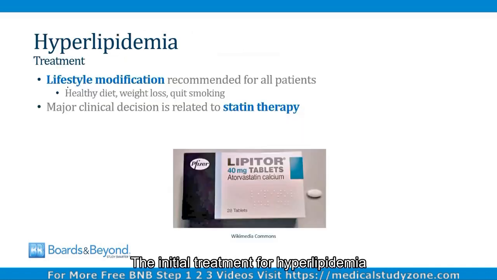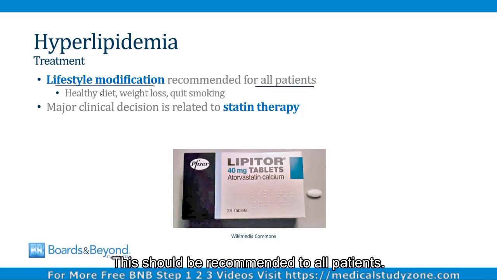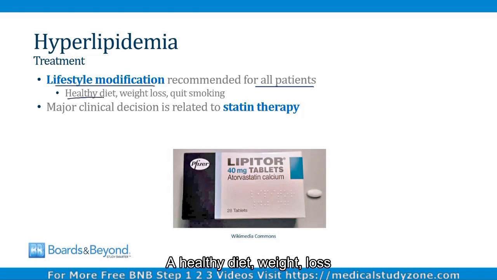The initial treatment for hyperlipidemia is always lifestyle modification. This should be recommended to all patients. This includes eating a healthy diet, weight loss and exercise, and quitting smoking.